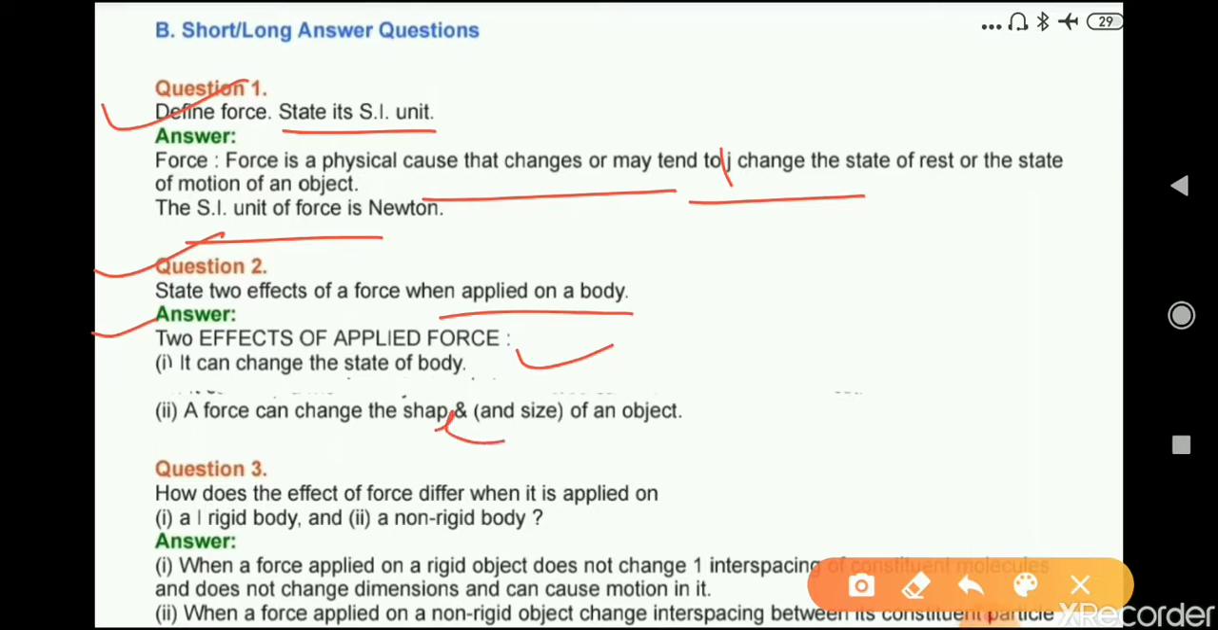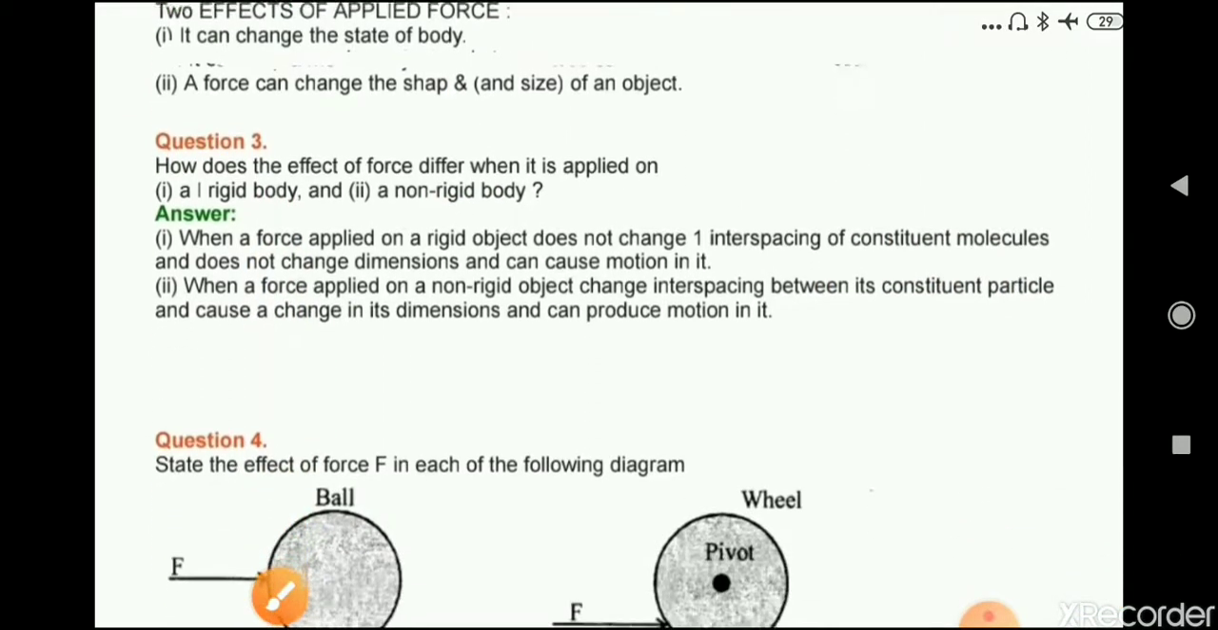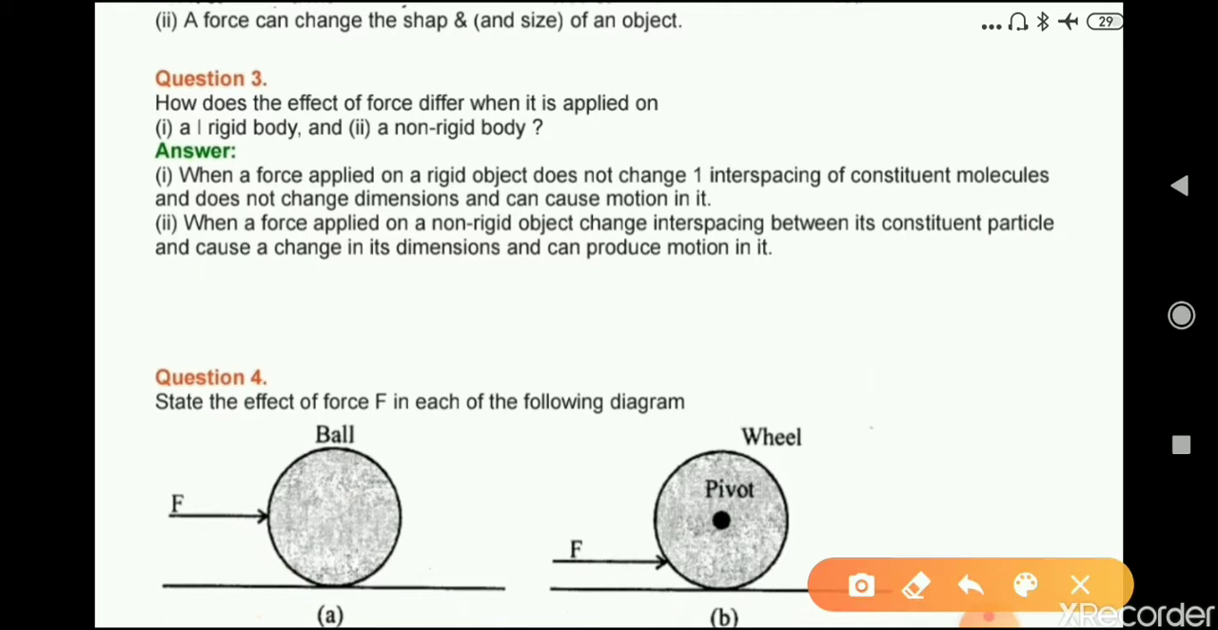Okay. Question number 3. How does the effect of force differ when it is applied on a rigid body and a non-rigid body? So the answer is, when a force is applied on a rigid object, it does not change the interspacing of constituent molecules, does not change dimensions, and can cause motion in it.